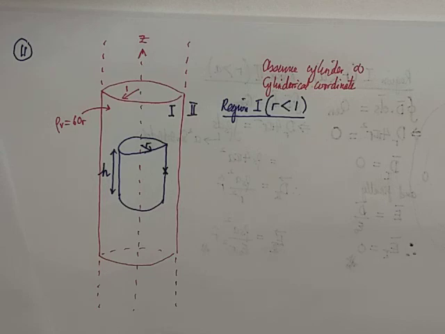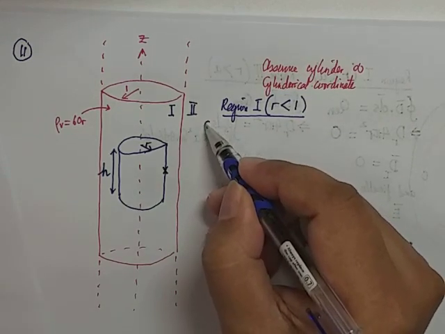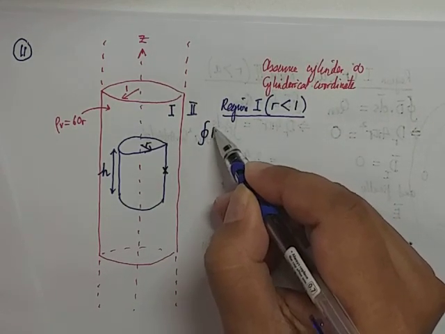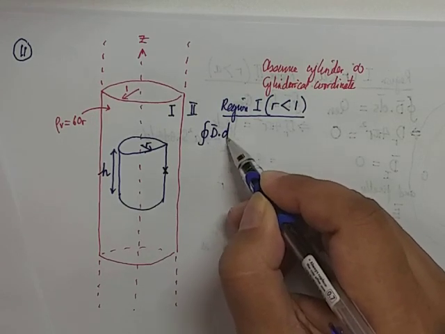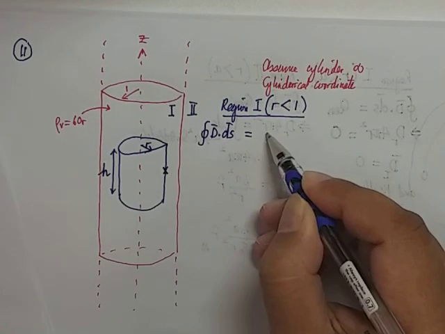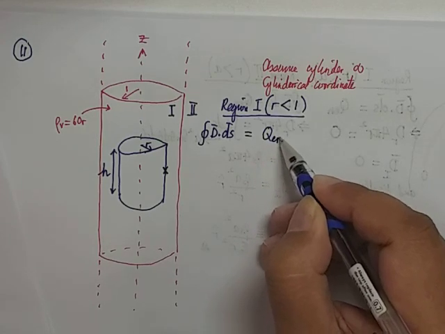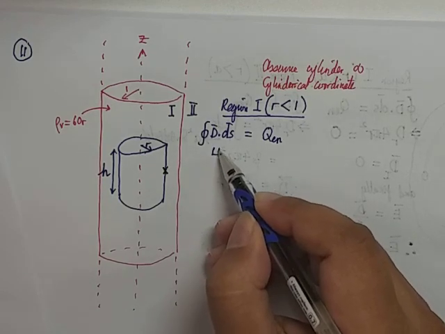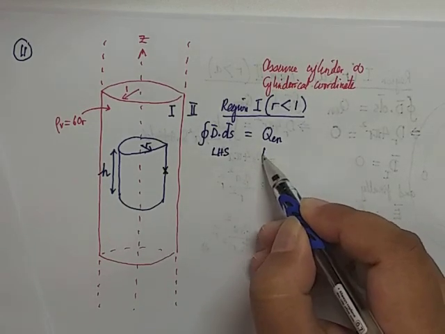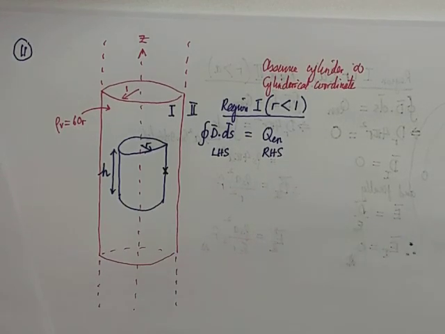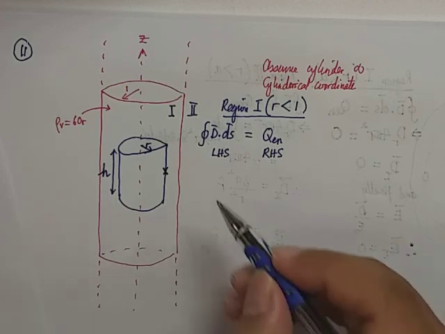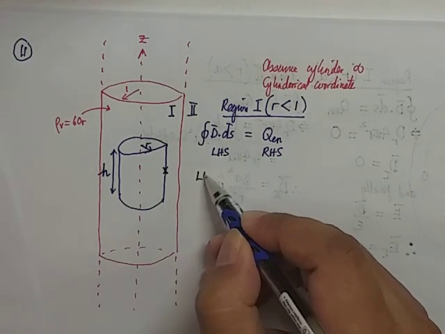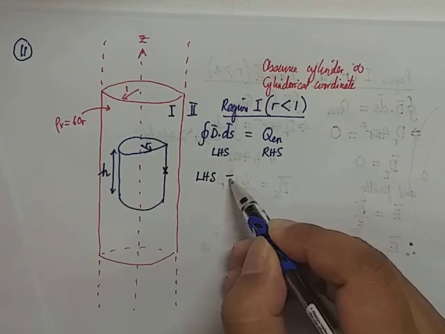Okay, so that's done. Let's go to the next step. We need to solve the mathematics now. D dot dS equals Q enclosed. Let's solve the left hand side first. I'm going to separate the left hand side and the right hand side just so I don't muddle things up and cram everything together. I just want to make it nice. So I'm going to solve for the left hand side now.